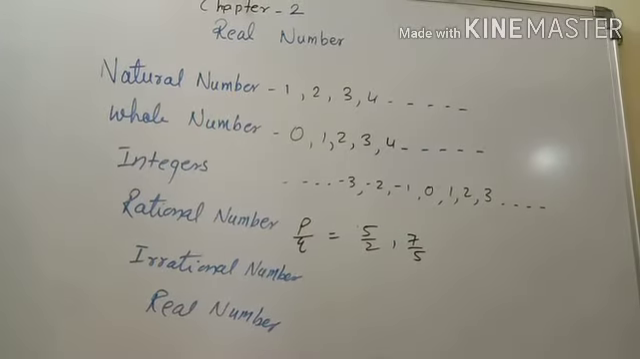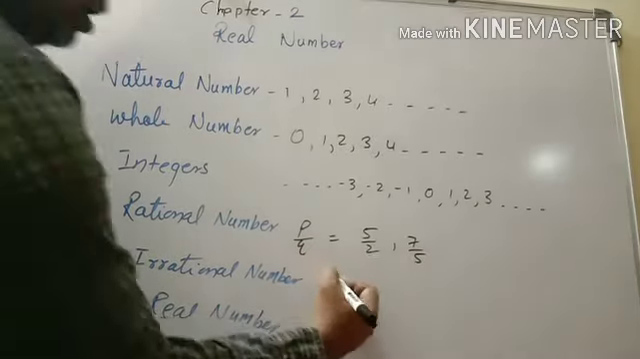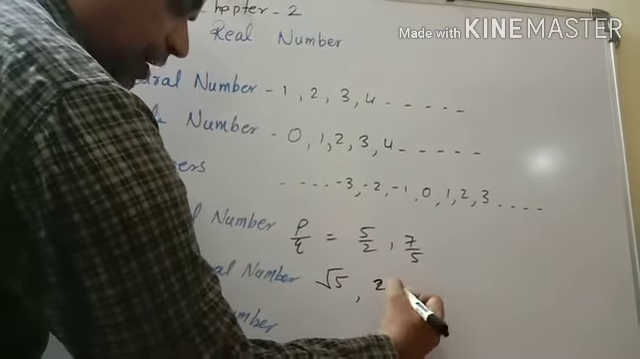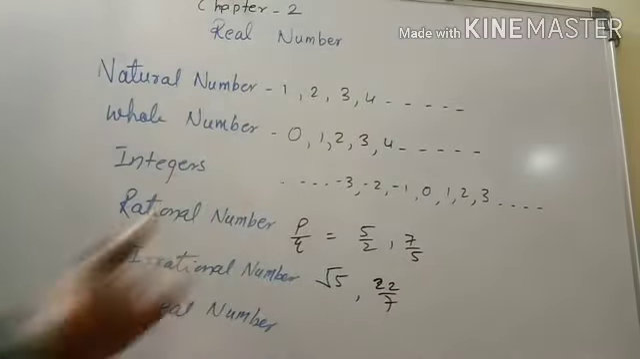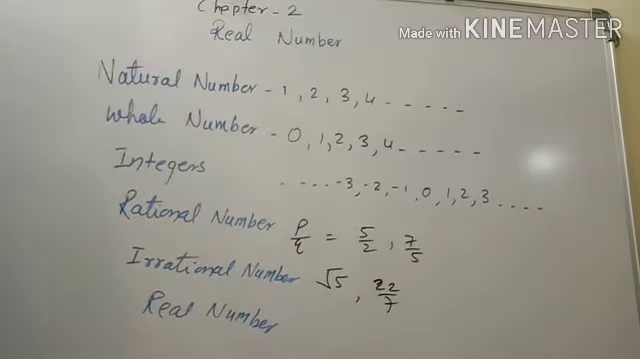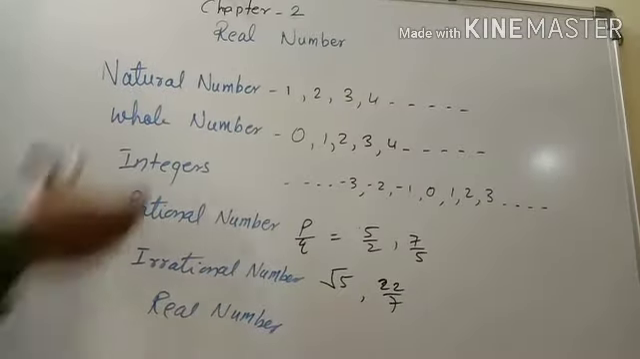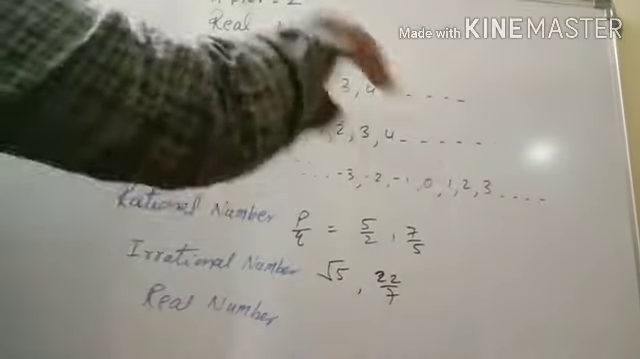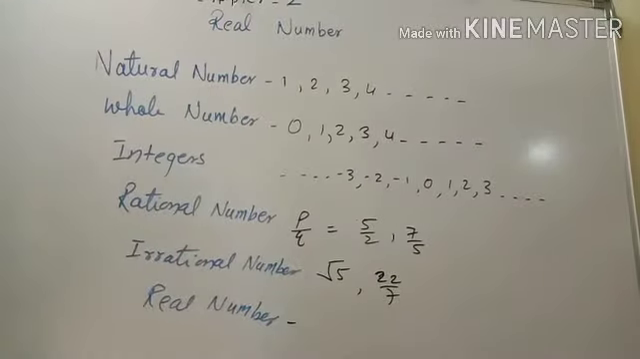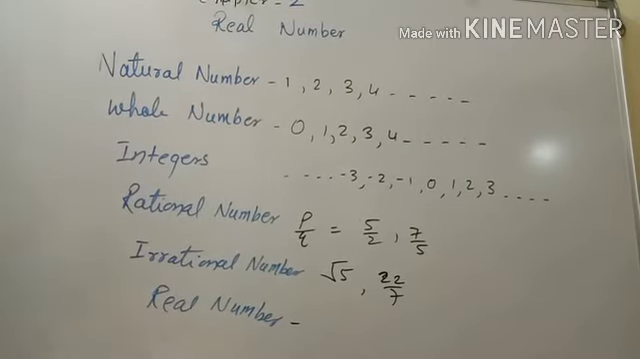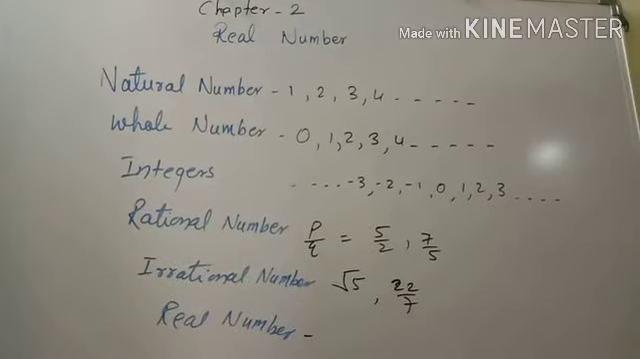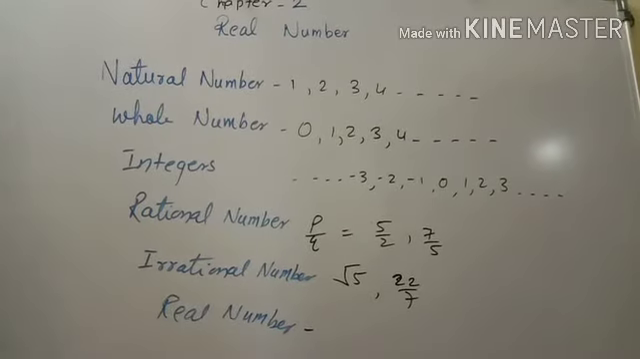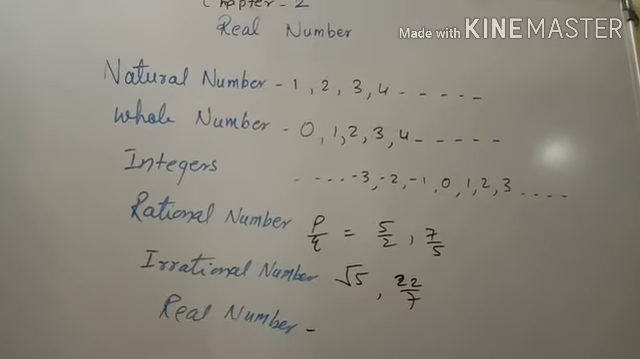An irrational number is a number which is not in the form of p upon q. It is in a form like root 5, and so on. All these are irrational numbers. And what is a real number? A real number includes all these numbers. So the real number is a universal set for these. Natural number, whole number, integers, rational number and irrational number, and real number.